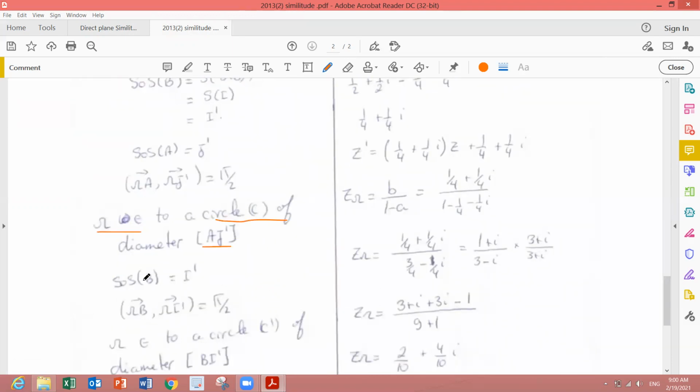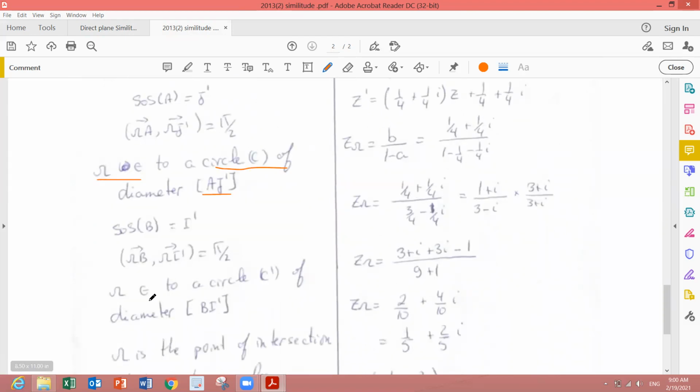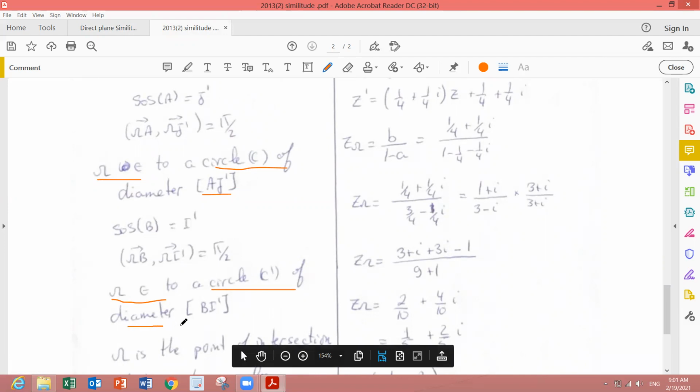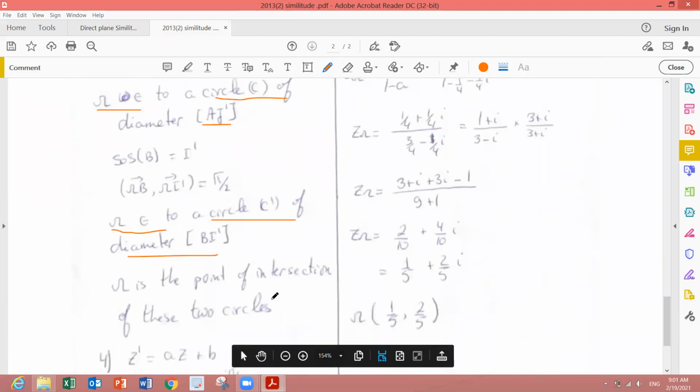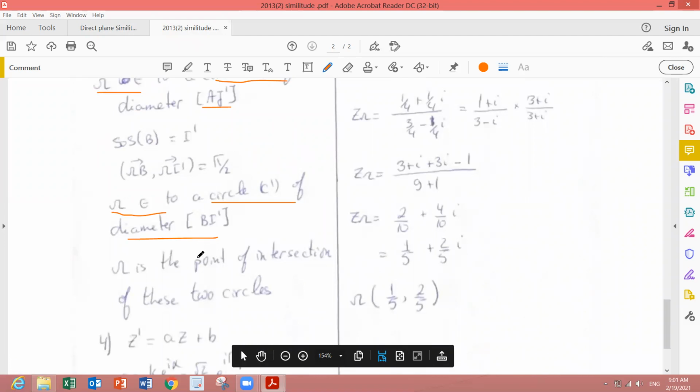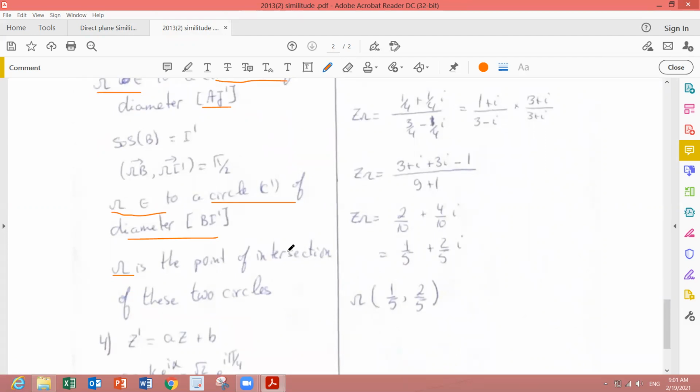S round S of B equals I prime means omega B, omega I prime equals pi over 2, meaning omega belongs to the circle C prime of diameter BI prime. Then omega is the point of intersection of these two circles.